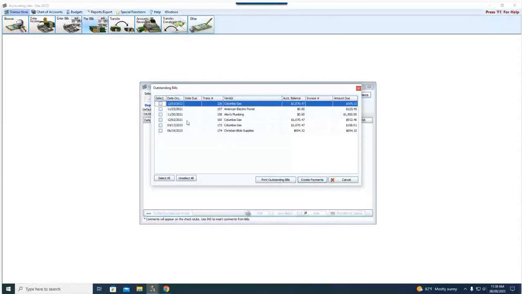And based on there being another one in 21 for Columbia Gas, I may have the same type of problem there as well. But many times you can figure out how the account balance relates or doesn't relate to the amount due based on simply getting out your calculator.